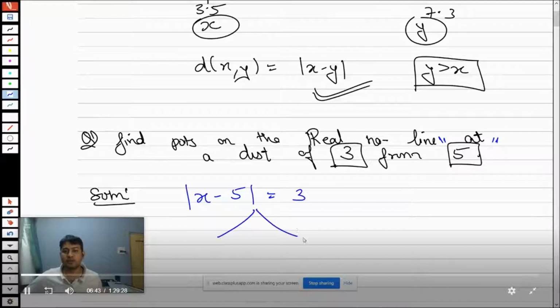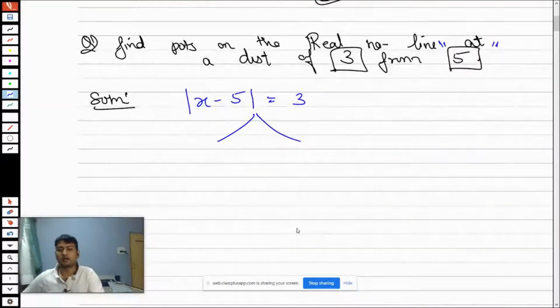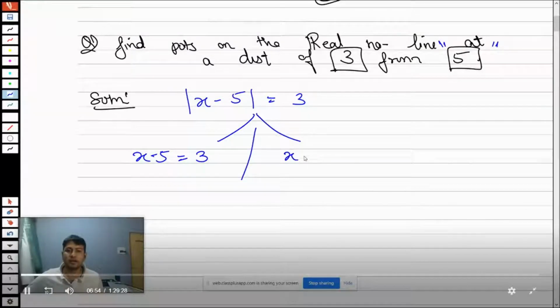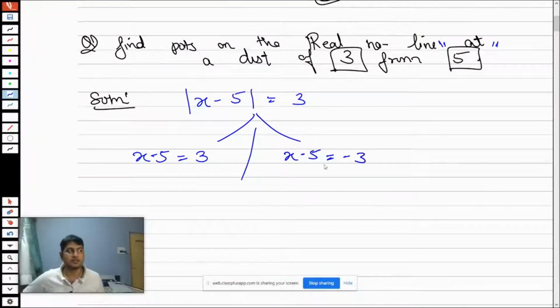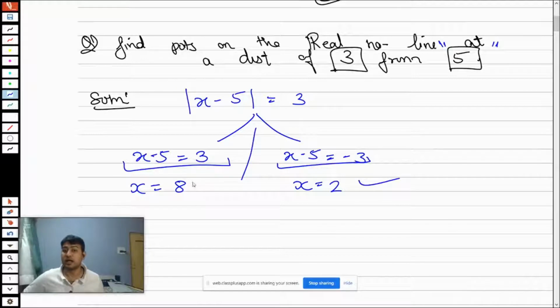Now this opens up two different possibilities. Either x minus 5 should be equal to 3 or x minus 5 should be equal to minus 3. If you consider the first possibility, then we see that x is equal to 8, and if we consider the second, then we see that x is equal to 5 minus 3, so that is equal to 2. So x equals 8 and x equals 2 are both correct answers.